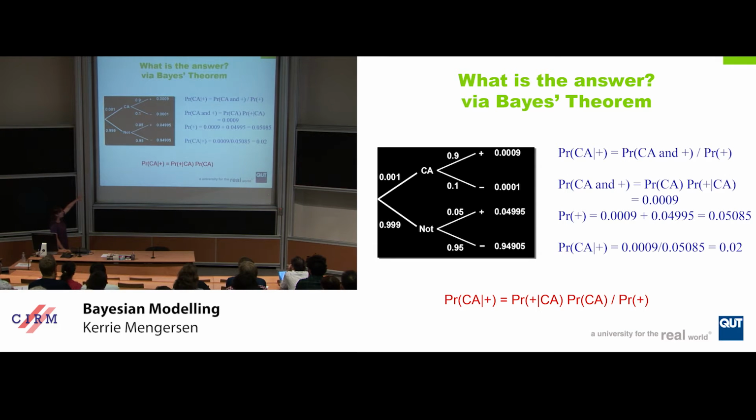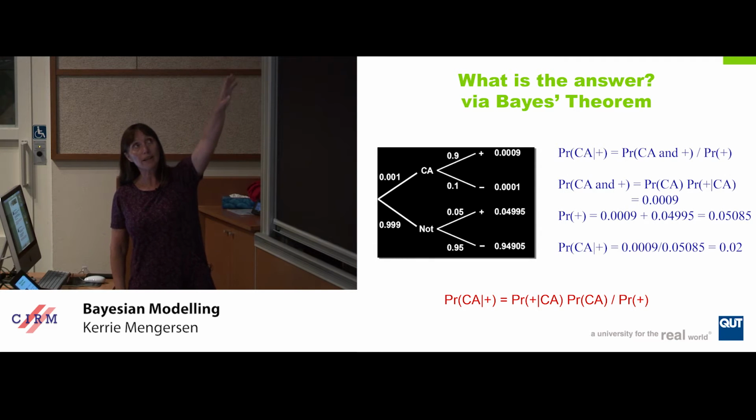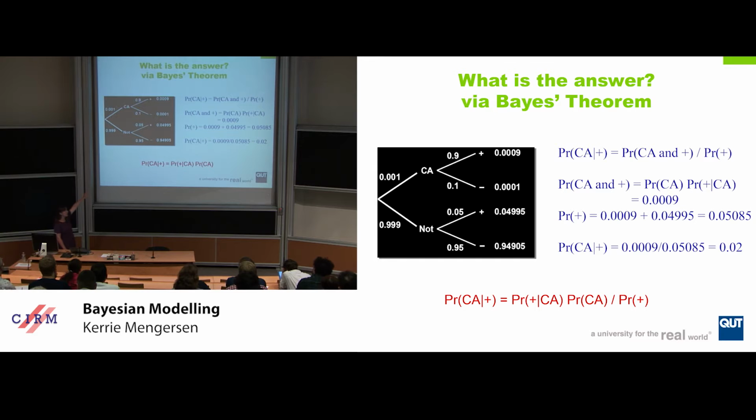If we do this, we do the calculation on the right. We look at the probability of having cancer and being positive, so we follow the top line. For the probability of being positive, we've got two ways of being positive: one is correctly positive, one is misclassified as positive. And we end up, Nicola finds out, that his chance of having cancer, even though the test has come back positive, is 2%.